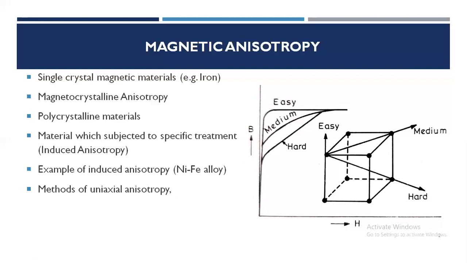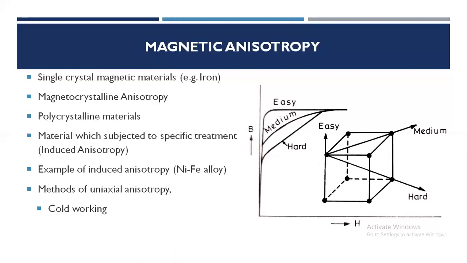To make the material uniaxially anisotropic, there are three methods. The first one is cold working, which is a simple method, particularly cold rolling. Uniaxial anisotropy is induced in the direction of rolling. This is the cold rolling method.